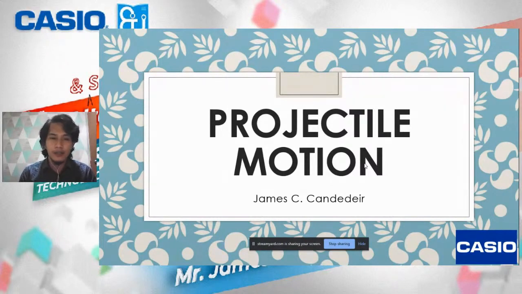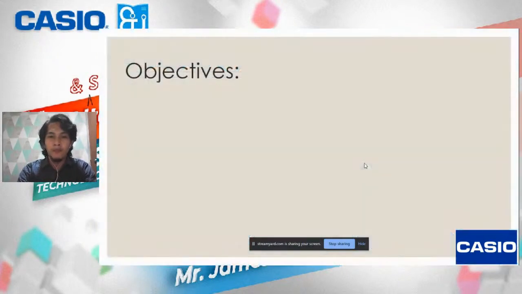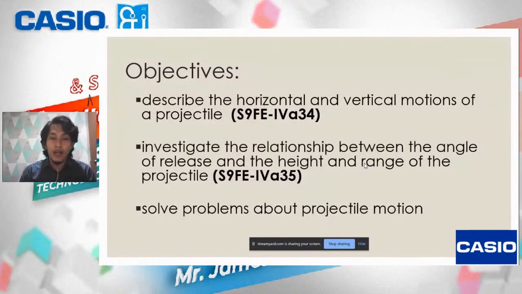Since I now have an idea of your background on our topic about kinematics, let's proceed with our main topic for today. Our objectives, from our curriculum guide, are: we are to describe the horizontal and vertical motions of a projectile; then we are to investigate the relationship between the angle of release and the height and range of the projectile; and lastly, which I added, we are to solve problems about projectile motion.